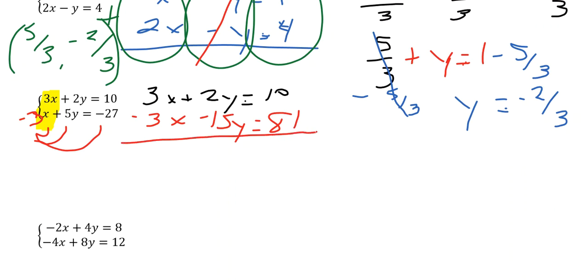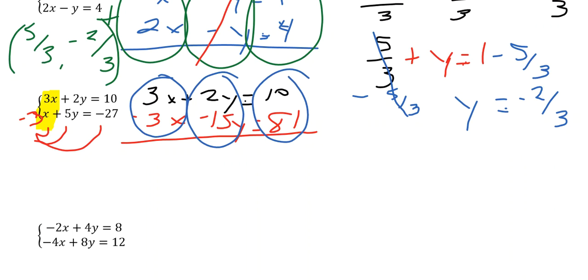Now, remember it's addition because we add like terms. So I'm going to add the x's, add the y's, and add the constants. So in my x's, they're gone. I have 2y minus 15y, so I get -13y. I have 10 plus 81, which is 91. So I'm going to go ahead and get my y by itself by dividing by -13. And so 91 divided by -13 is -7.